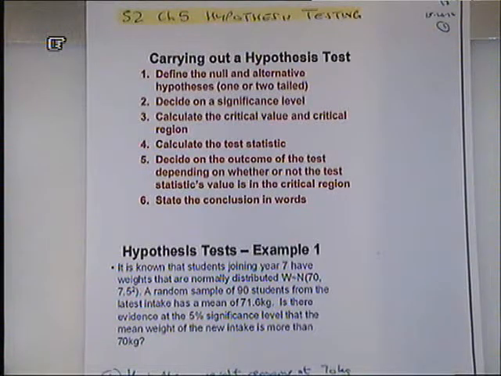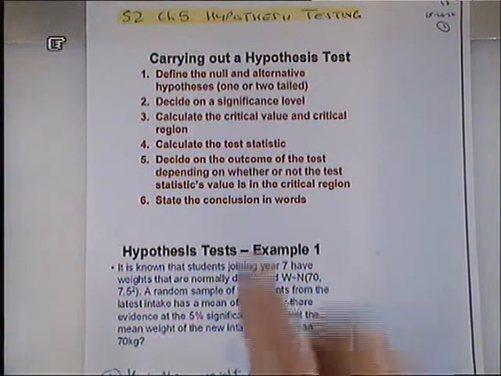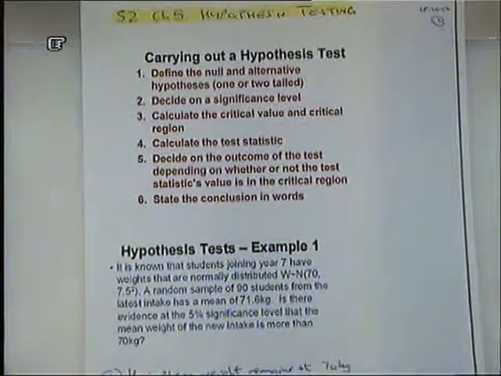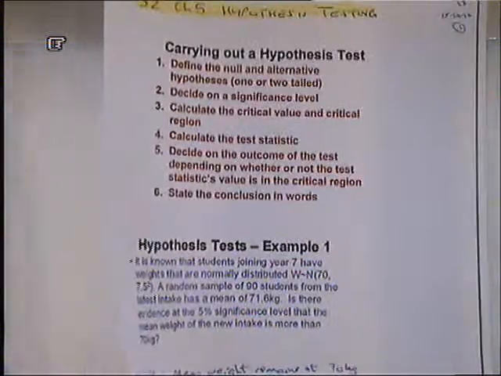So we've got this 6-step process. Every question will go through this. Step 2 here goes back to Chelsea's question, decide on a significance level. In reality, that will always be given to you in the question that you are doing. Okay, and this will become clearer as we go through an example.